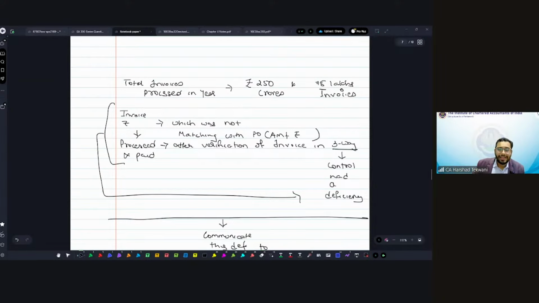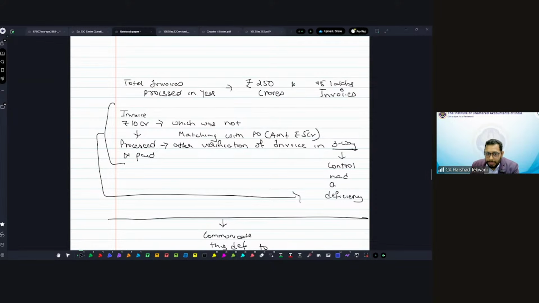I'm changing it. Now let's say the invoice is of 10 crores, where the PO amount was only 5 crores. Will you go and communicate? Yes, sir. Invoice of 10 crores where the PO had only 5 crores. Yes, sir. Material. Material also, but a very big, significant transaction which was missed from the internal control.